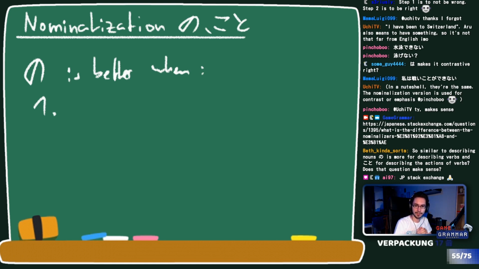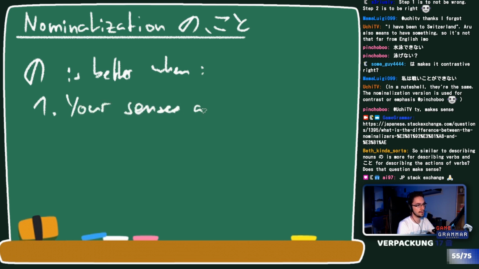Describing nouns, no is more for describing verbs, and koto is for describing actions of verbs. Does that make sense? No, they're the same in that regard, because verbs are actions by definition. Verbs have to be some sort of action. That's kind of what defines verbs overall. I don't think you can really think of it like that, or at least I don't think it helps. I'm sorry. We are going to look at how they're different right now. So you use no when your senses are involved, okay?